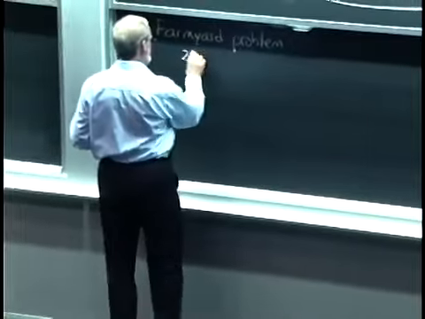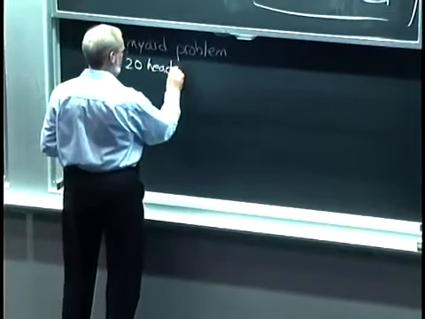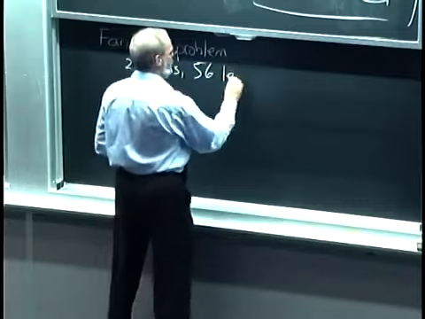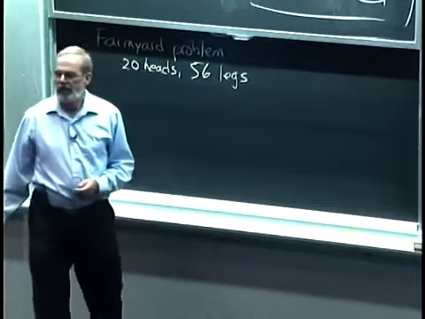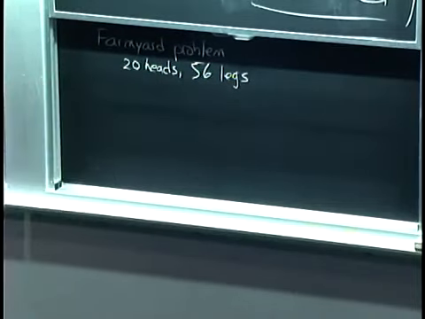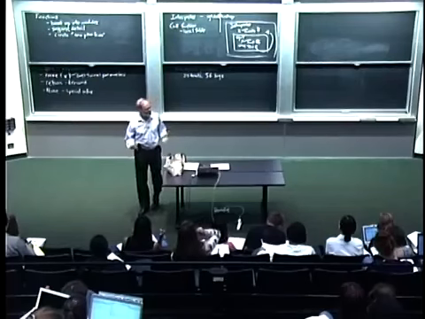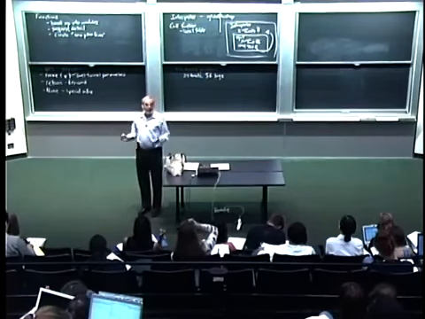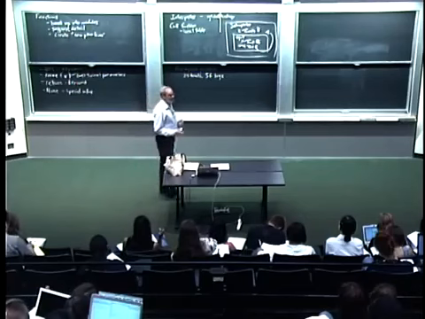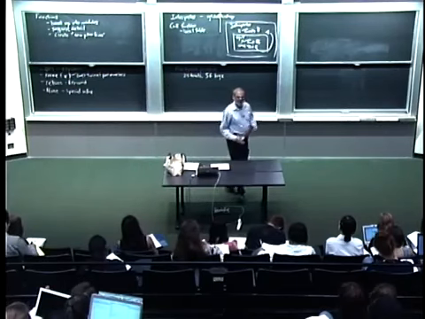And he walks out into the farmyard and he observes 20 heads and 56 legs. And for sake of argument, there are no amputees among the chickens and the pigs. And the question is, so how many pigs does he have and how many chickens does he have? Wow, what a deep problem, right? But you're going to see why we're going to use this in a second.